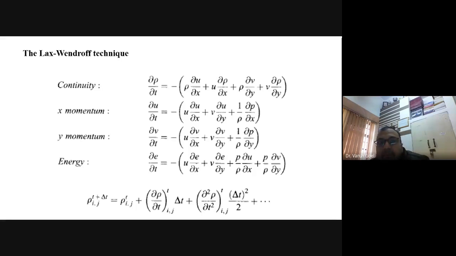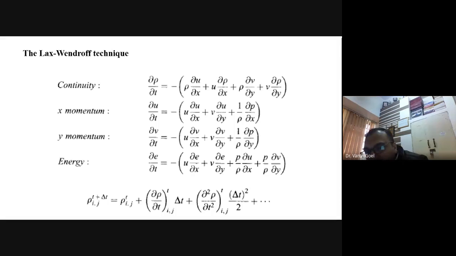Now we can write the x momentum equation. There are no body forces acting on this. We can say del u by del t is equal to minus u del u by del x plus v del u by del y plus 1 upon rho del p by del x. Similarly, momentum in the y direction, as we have considered this problem for the two-dimensional case: del v by del t is equal to minus u del v by del x plus v del v by del y plus 1 upon rho del p by del y.